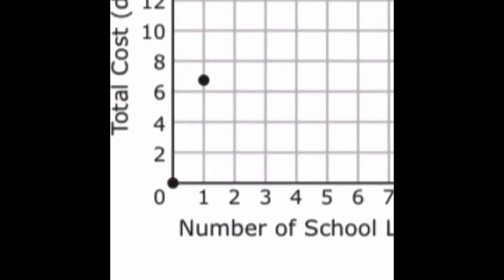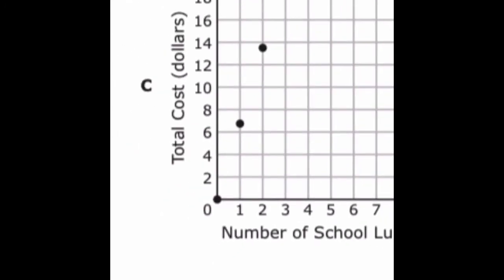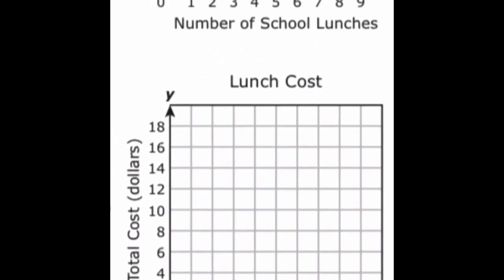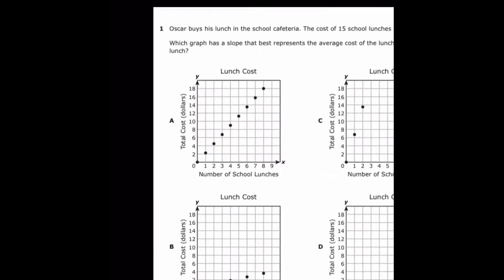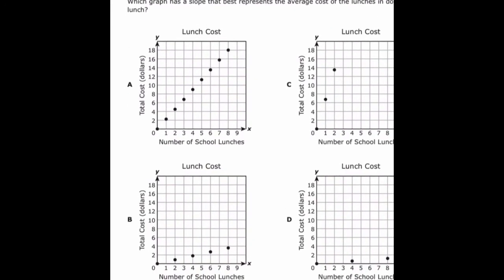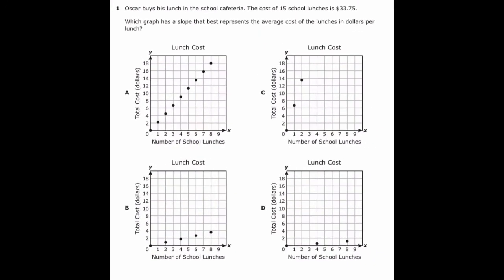Okay, so let's go to C. They have one lunch at $6, almost $7. So we already know that's out. This one has 4 lunches being under $1. So really, there's only one answer that makes sense, and it's A. We have not done any math at all, but we know the answer, because if 15 school lunches cost $33.75, then I know that one lunch is somewhere a little bit more than $2. I hope that makes sense to y'all, but I know we have enough common sense to know that.